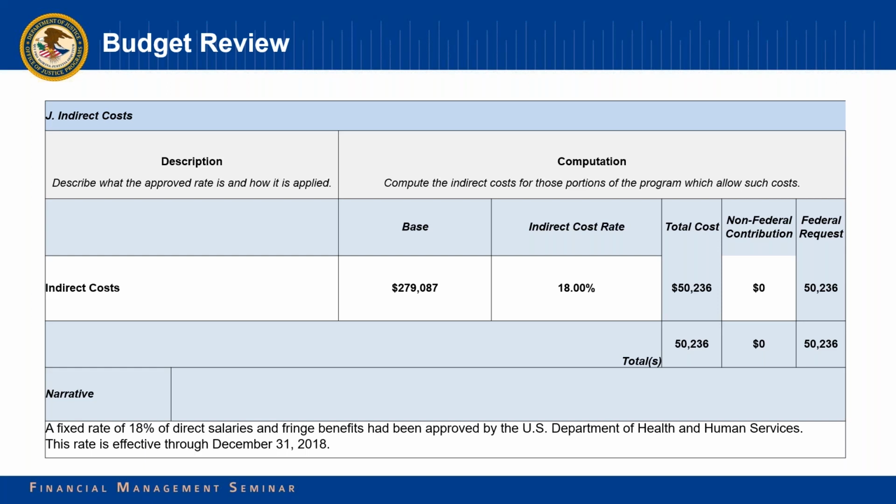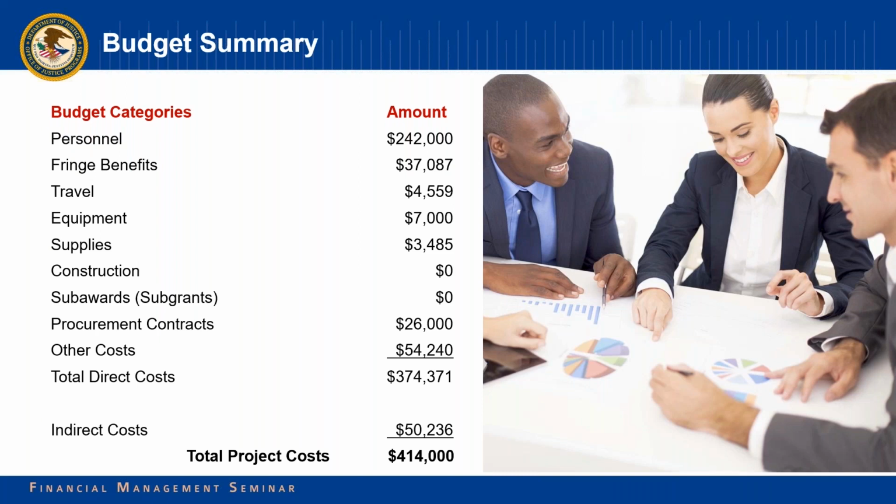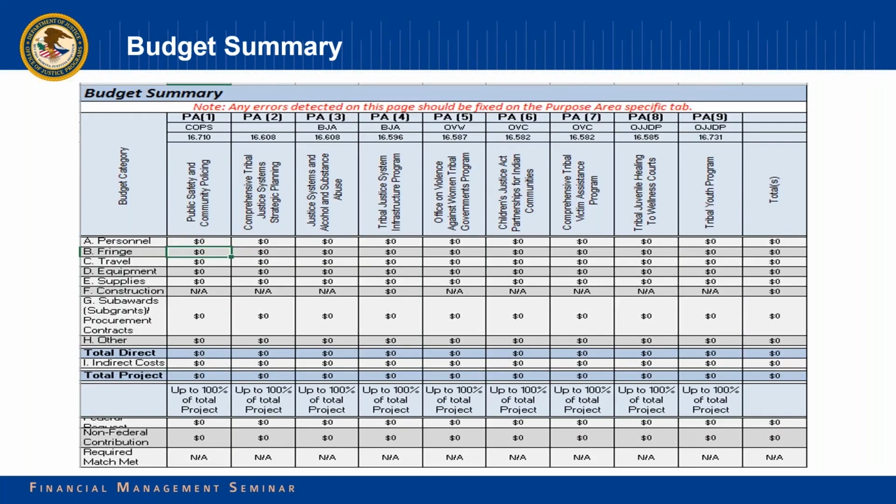If you are eligible and you're electing to use the de minimis rate, you need to let us know in writing that you are electing to use the de minimis rate. So this is an example of your budget summary. The budget summary includes basically a summarized amount that you are requesting funding for each budget category. It will have a line item if you have indirect costs, and then it will total up your total project cost. So this slide here shows what the CTAS budget summary will look like.